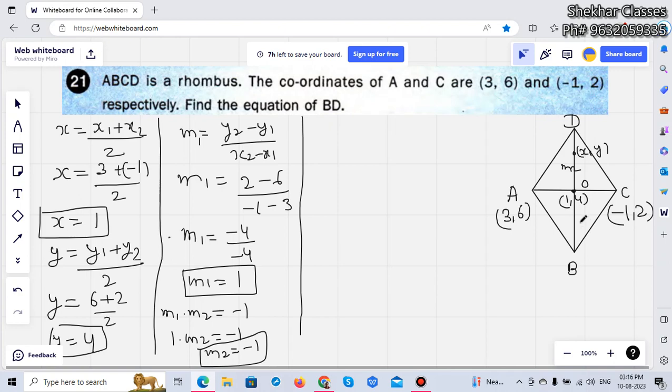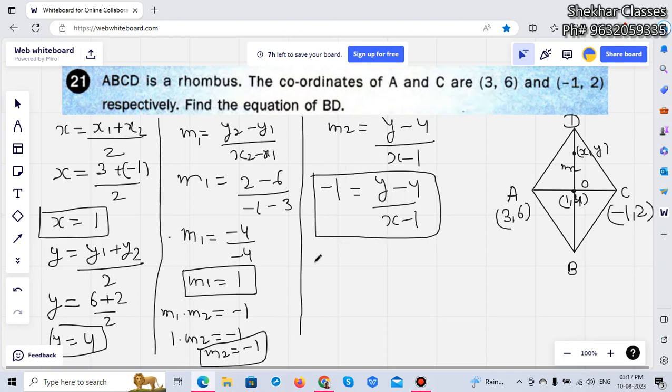Now using the slope, we can also find the slope of this line by using the coordinates. So slope m2 here is equal to (y2 minus y1), that is y minus 4, upon x minus 1. Is it clear? This is 4 and this is 1 here, right? So m2 is, what is m2? We know the value that we found, -1. So -1 is equal to (y minus 4) upon (x minus 1).